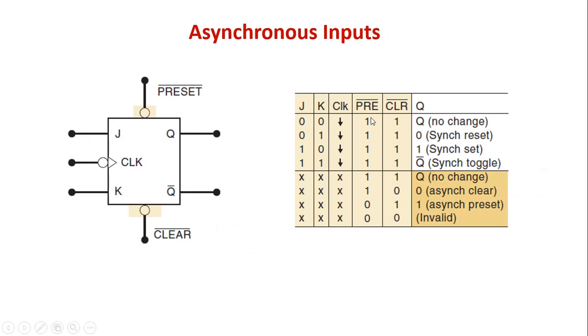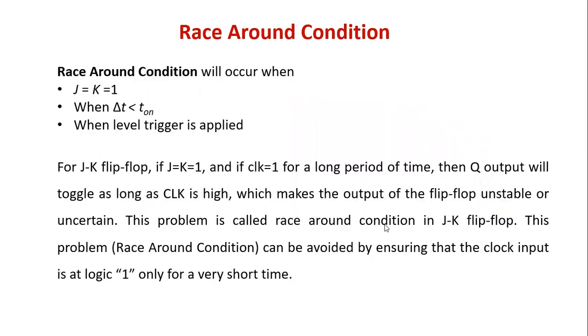We can see here, whenever preset and clear are 1, these are active low, so with 1 1, they are disabled and the flip flop will work according to JK and clock. Whenever clear is 0, whatever the case of JK or clock, the output will be 0. Whenever preset is 0, it will set independent of the values of JK. And when both preset and clear are 0, an invalid condition will prevail.